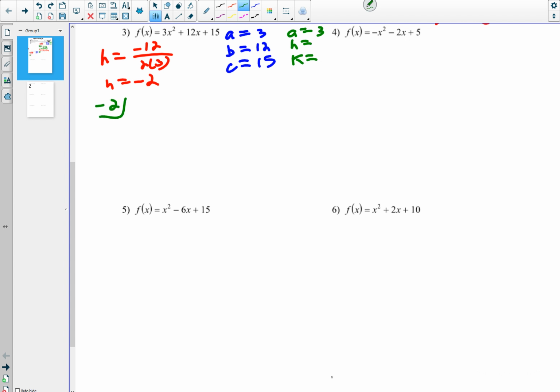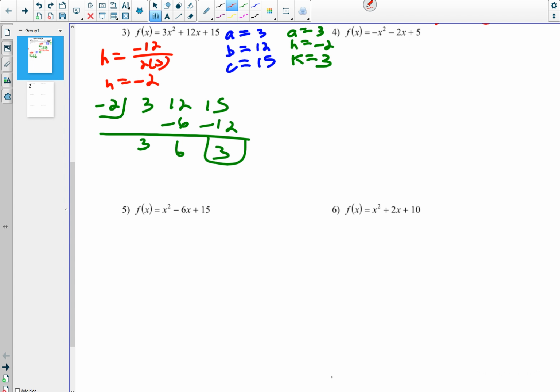Hey, Caleb, watch this. Ready? Watch. Bang. This is what K ends up being. I already knew H was going to be negative 2. So, f of x is equal to 3 and x plus 2, because you got to change the sign, squared and then.